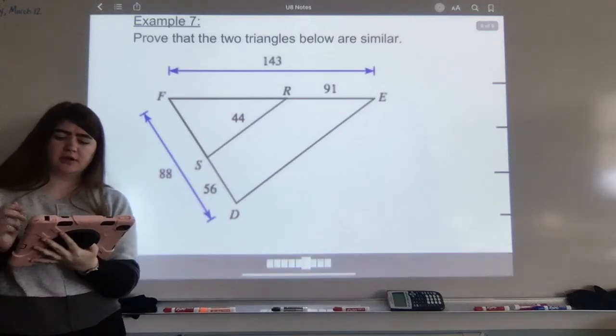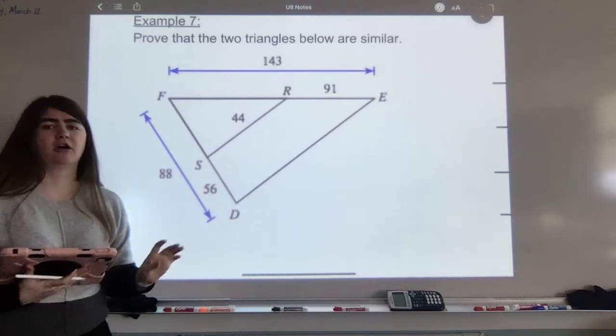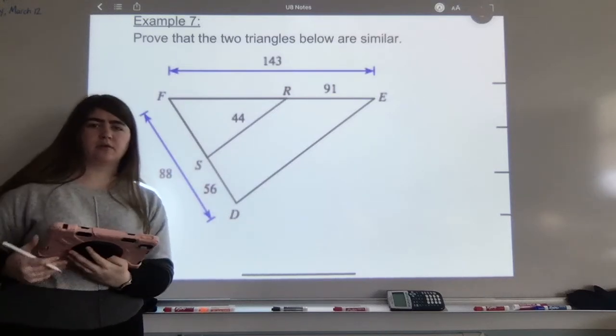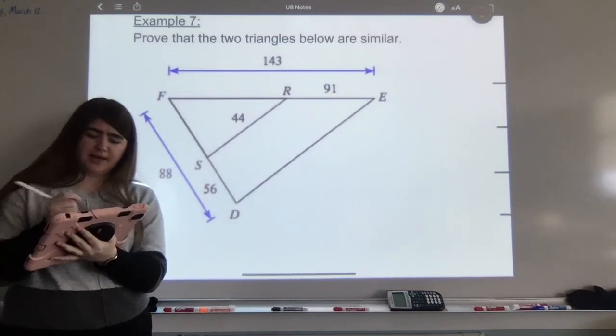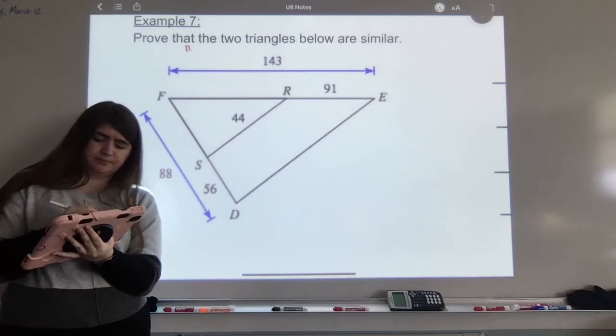So I need to figure out what the lengths of FR and FS are in order to use the side lengths. So I have 143 minus 91. That'll give me my first piece, 143.